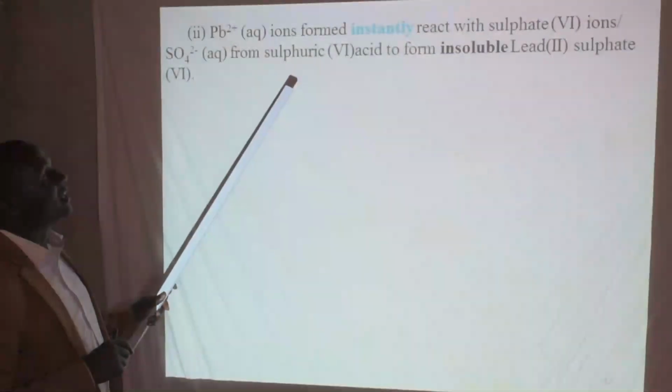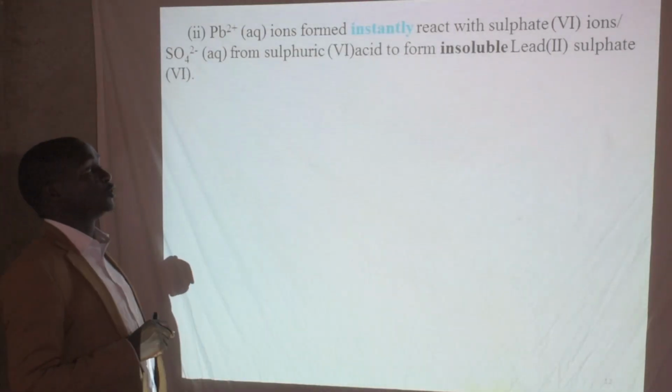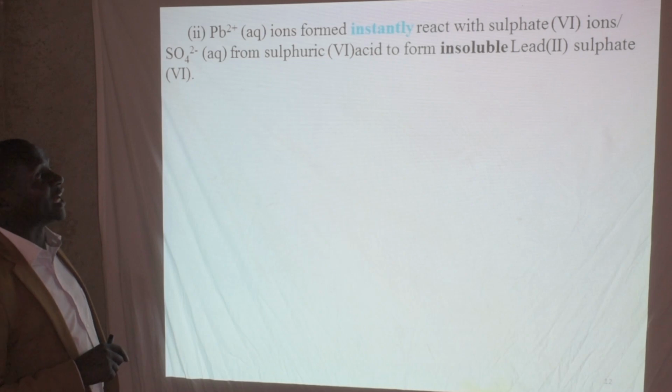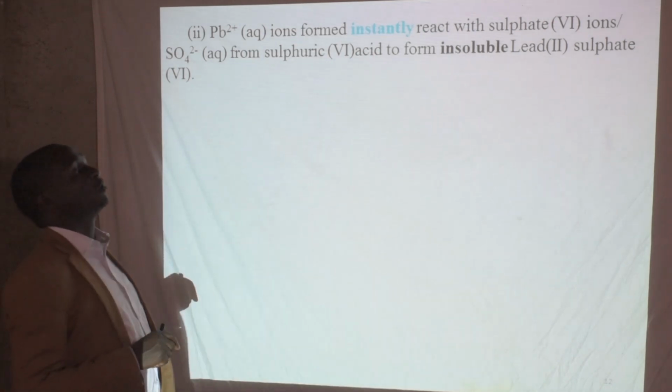Remember, in Form 2, we said all sulfates are soluble except lead sulfate, calcium sulfate, which is very insoluble, and barium, which is also insoluble. So we have lead here, which is formed here. Is it what? Insoluble, and therefore you should know that you are forming an insoluble sulfate.